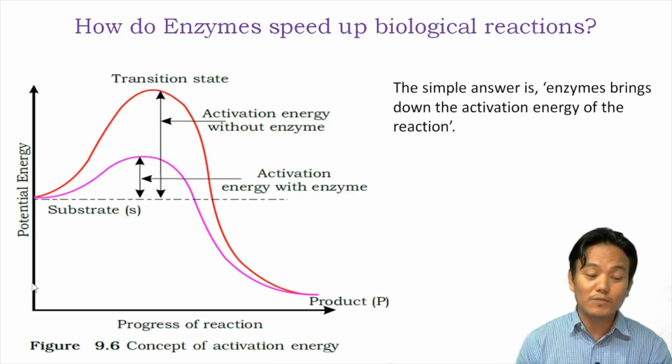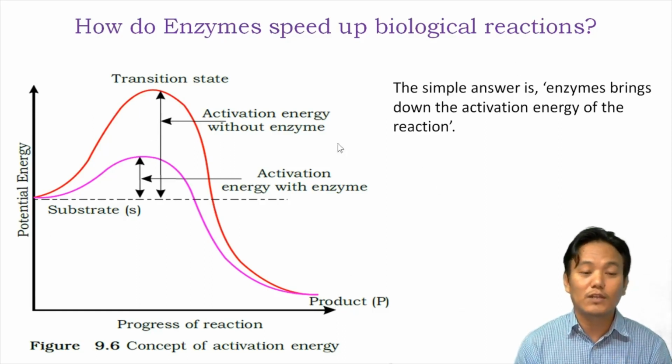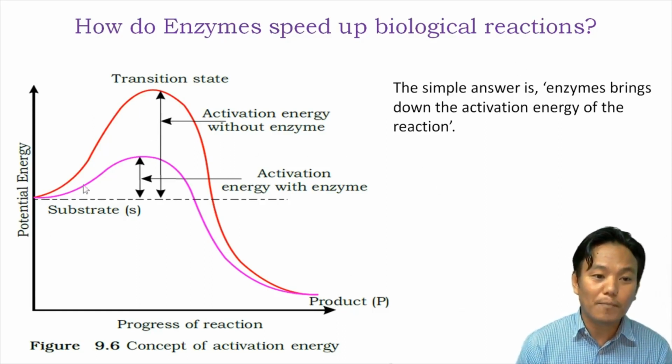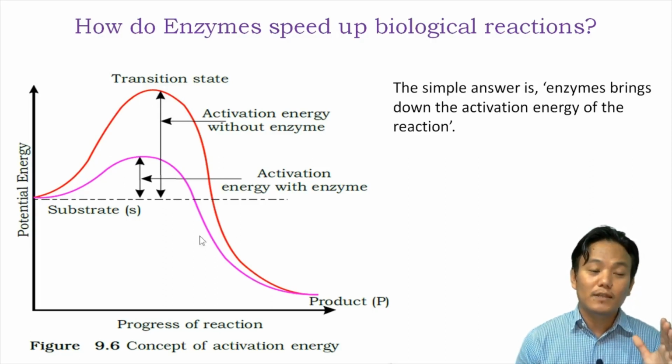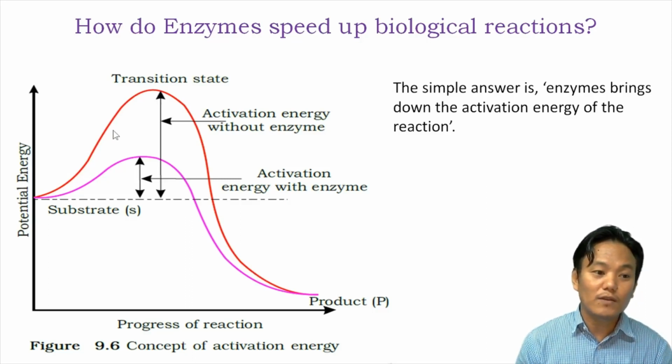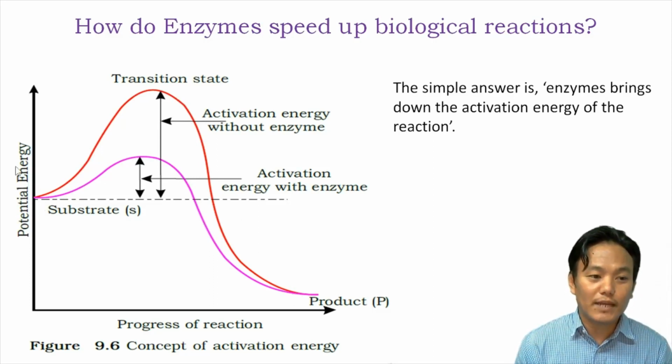You can understand this from this particular graph. Here there is a pink line and a red line. The red line is the one where there is no involvement of enzymes, and the pink line is the reaction with the involvement of enzymes. This shows the potential energy.